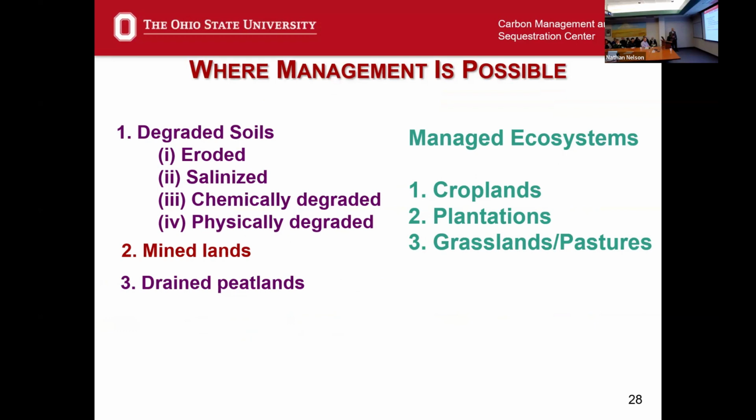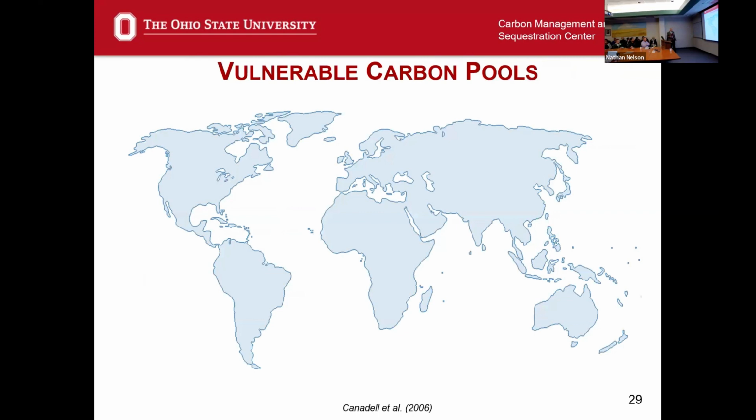Where is the management possible in the land? Degraded soils are very important sinks: eroded soil, salinized soil, chemically depleted soil, physically degraded soil, mined land, drained peatland, and of course, in addition to that, the cropland, plantation, grassland all have potential sink capacity. But the more eroded and degraded the soil, the more sink capacity they have, because we have lost too much carbon from them. Where are the carbon pools globally located which are vulnerable?